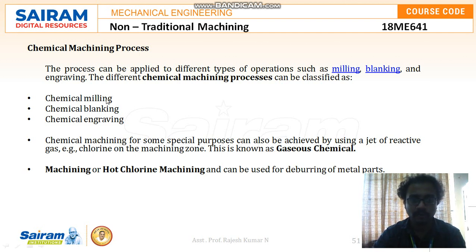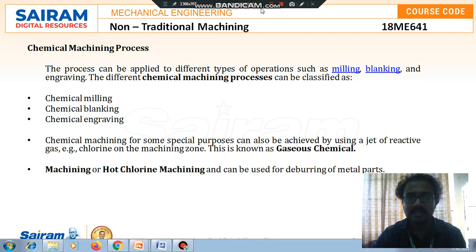From our syllabus point of view, we will be discussing two types, that is chemical milling and chemical blanking, that we will be discussing in the upcoming video.